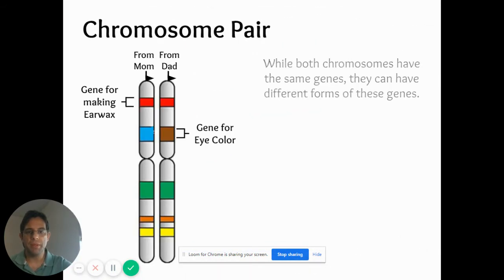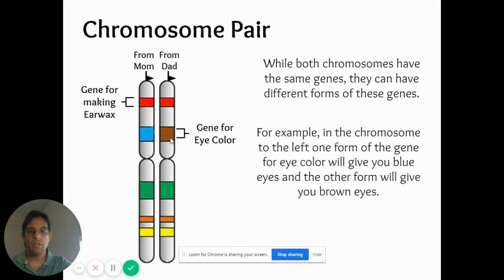So the chromosome pair, you can find that, for example, while both chromosomes have the same genes, they can have different forms of genes. So this is an example for the gene that codes for the eye color. My mom gave me the information that the eye color would be blue. However, my dad gave me the information that my eye color would be brown. So in the chromosome to the left, one form of the gene for eye color will give you blue eyes and the other will give you brown eyes. Does it mean that I have one eye blue and another eye brown? Nope.